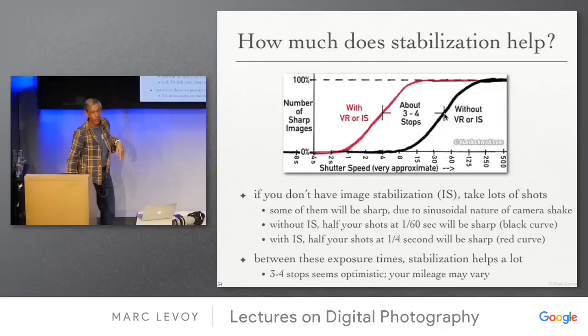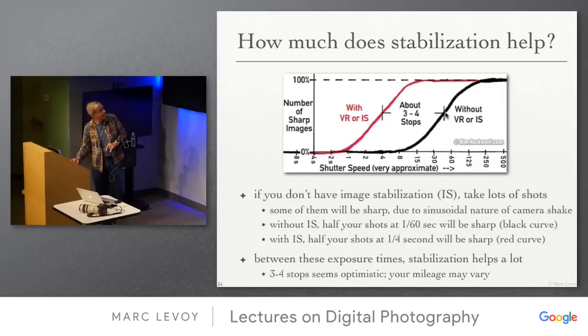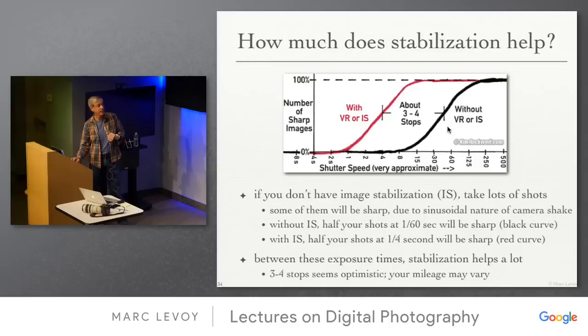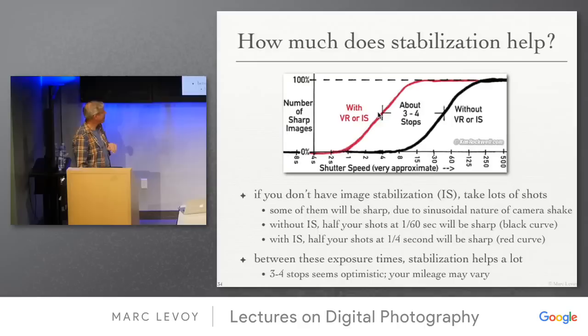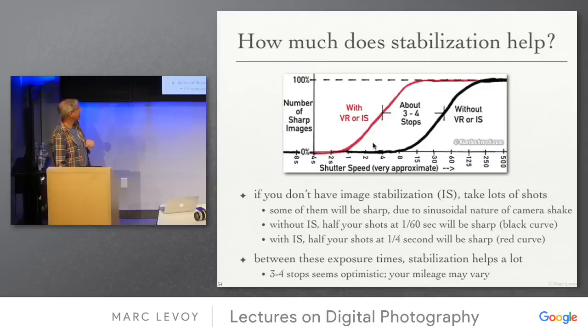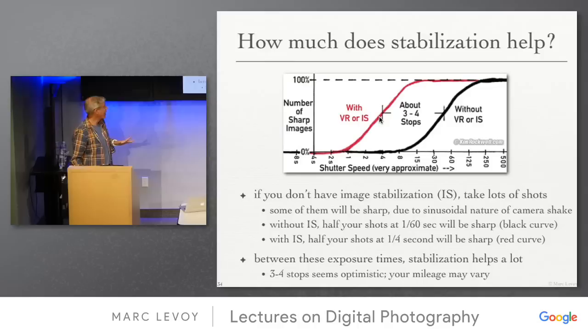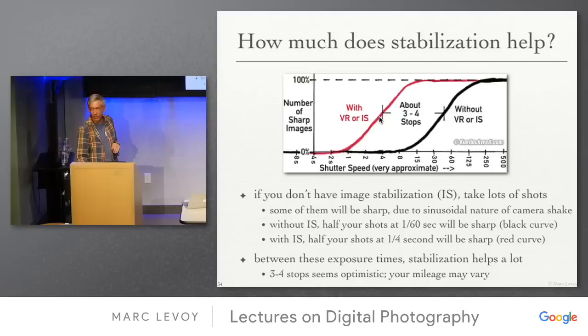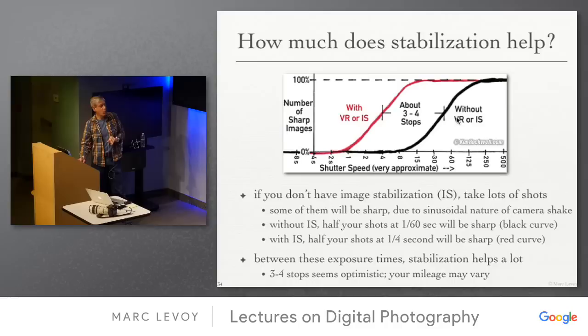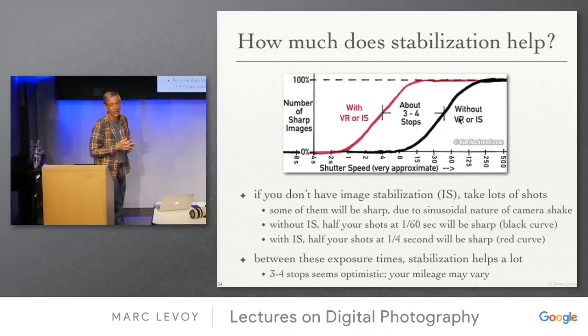And without stabilization, he says that half of them are lucky somewhere between a 30th and a 60th of a second. Depends how much coffee you've had. With stabilization or vibration reduction, you might get half of them sharp at about a quarter of a second. I have not seen exactly this much. It really depends on the stabilization system. Usually I see more like 2 or 3 stops, not 3 or 4 stops, but presumably the hardware continues to get better. So that is a way to sort of semi-quantitatively think about the effect of stabilization.